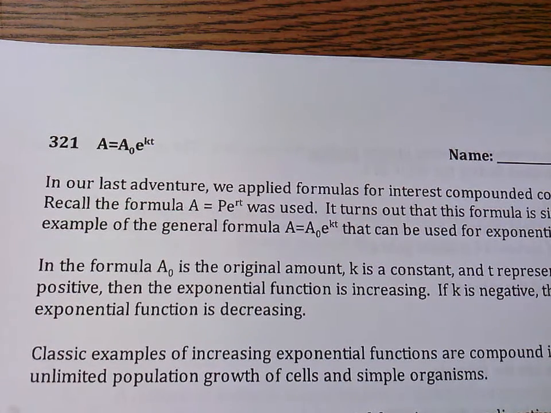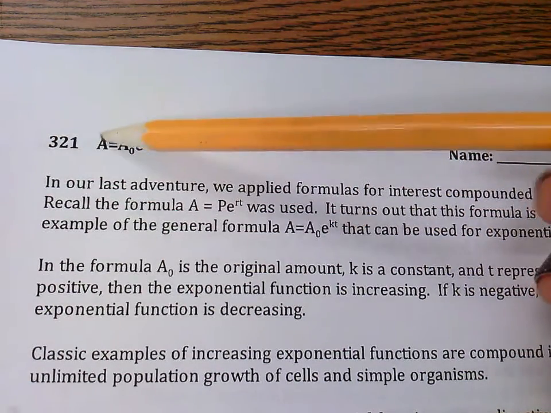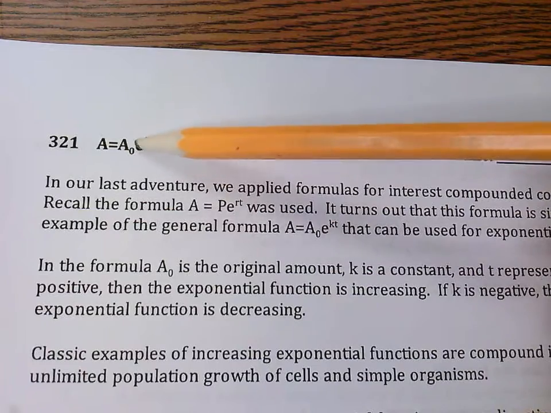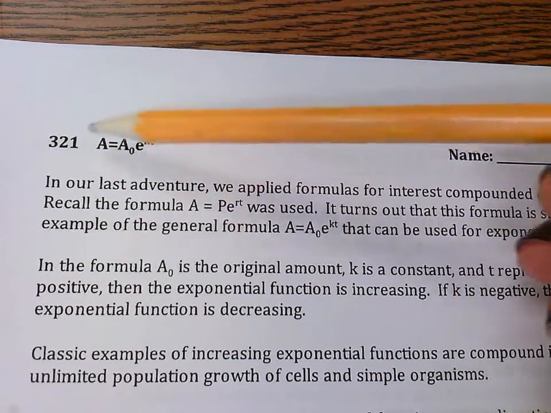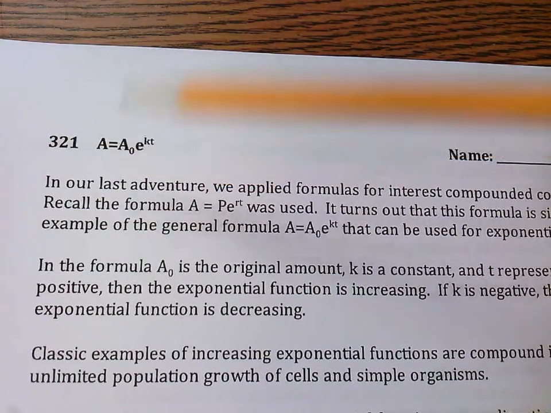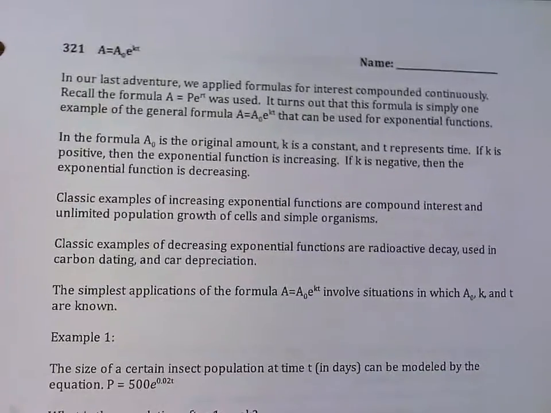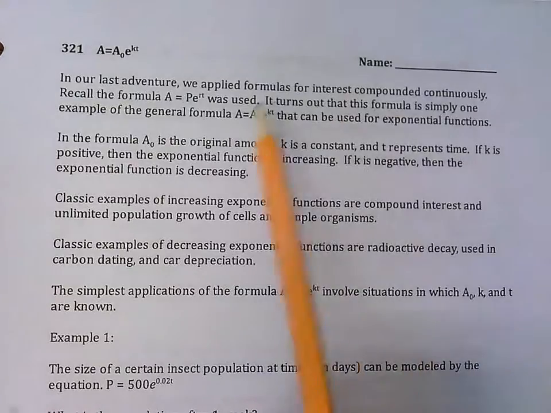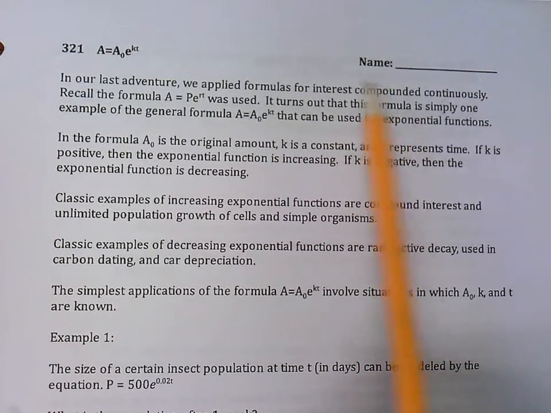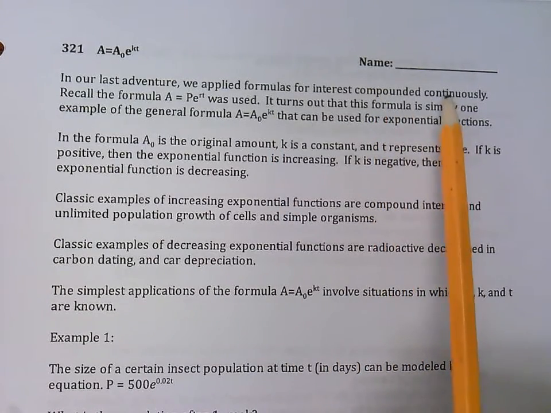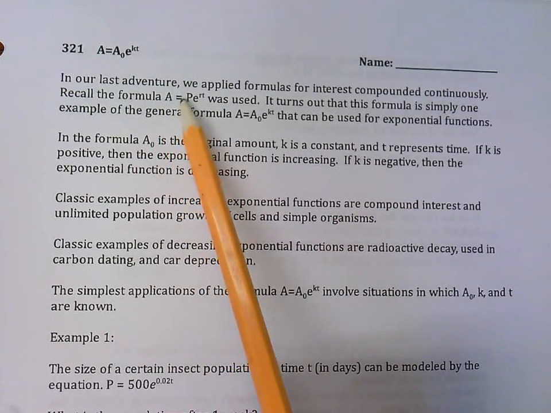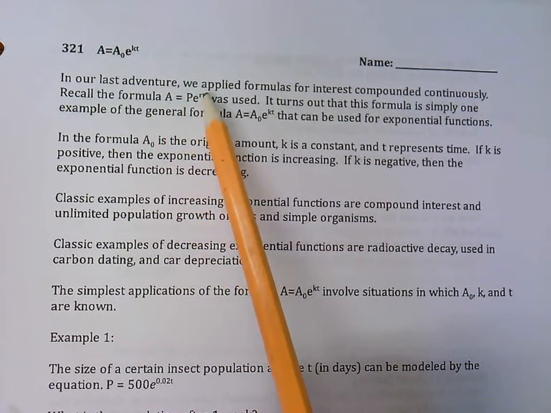So A equals A sub 0 e to the kt. It looks like a mess, but during your virtual module, we looked at compound interest and we looked at the continuous interest formula, A equals P e to the RT. And do you remember the different parts of that?